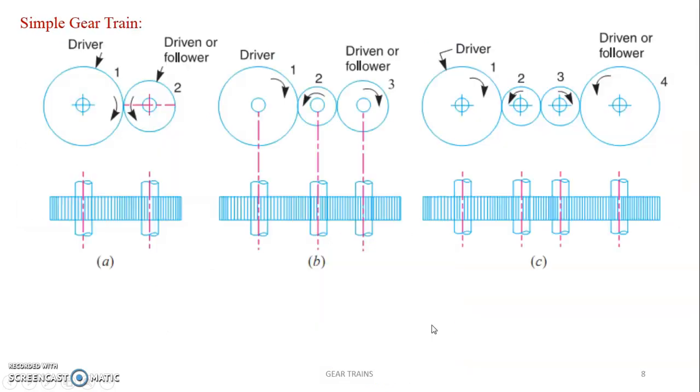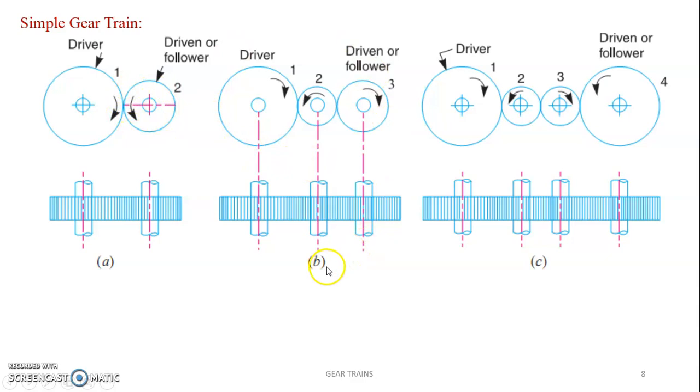Again, as I told you, this is a simple gear train. In the first example, there are only 2 gears on 2 shafts. Each shaft has 1 gear, hence only 2 gears. And see the direction: if one rotates in the clockwise direction, the second will rotate in the anti-clockwise direction.